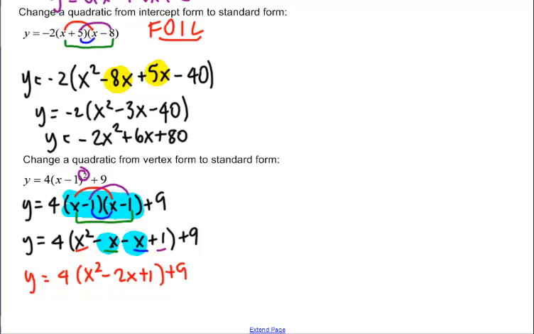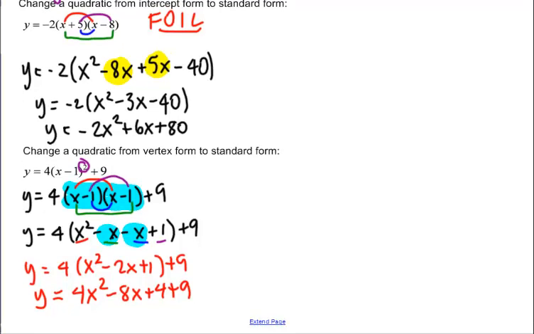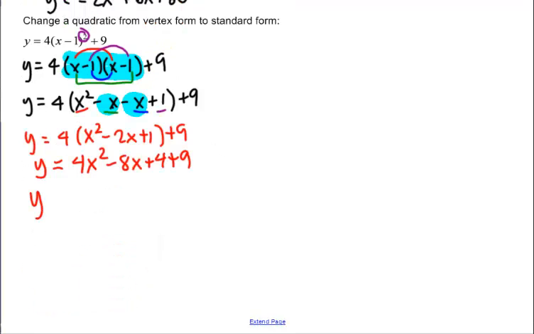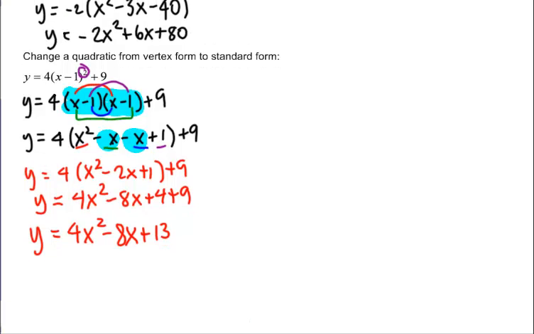Now distribute your 4 and don't forget your plus 9. So my very last step is to put together the 4 and the 9. And so that's going to be y equals 4x squared minus 8x plus 13. Okay?